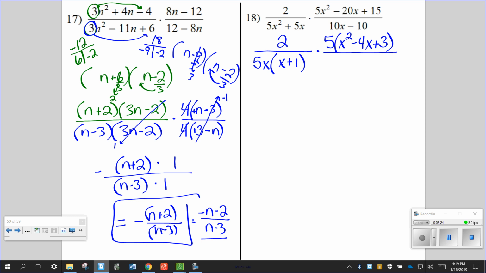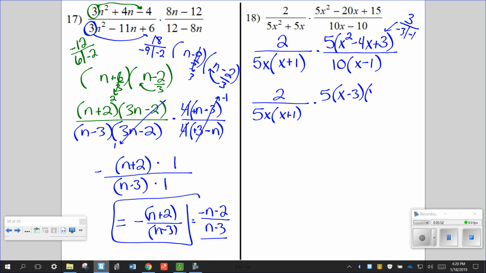The greatest common factor is 10. 10 times x minus 1. Alright, I'm just going to copy this part down because I still need to factor the numerator of the second fraction. So, this one right here. Leading coefficient's 1. Factors of 3 that add up to negative 4. That's going to be 5 times x minus 3 times x minus 1 over 10 times x minus 1.